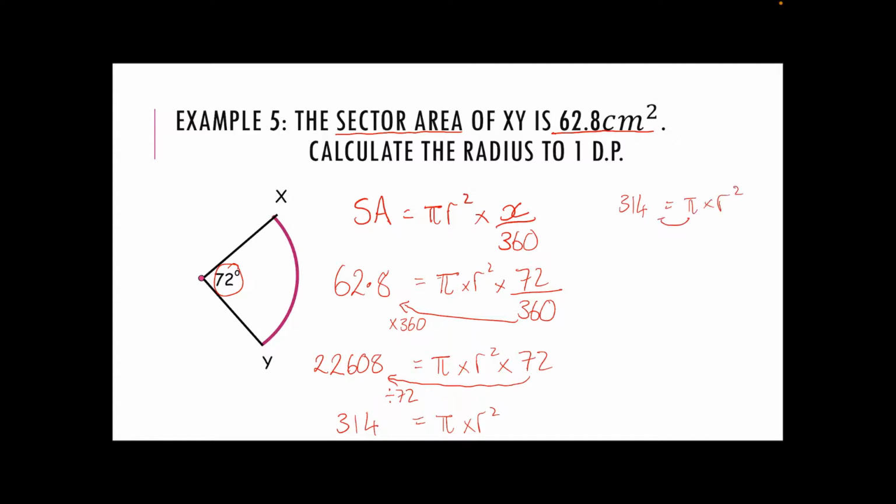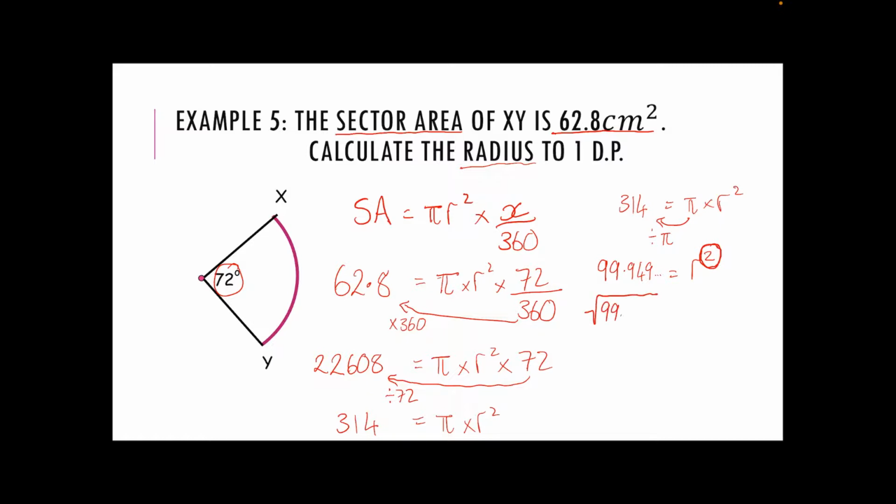So the next thing to do is divide by pi, and that gives me 99.949 equals r squared. We've been asked to calculate the radius though, not r squared, so I need to think, what is my opposite of squaring something? Well, that is taking the square root.